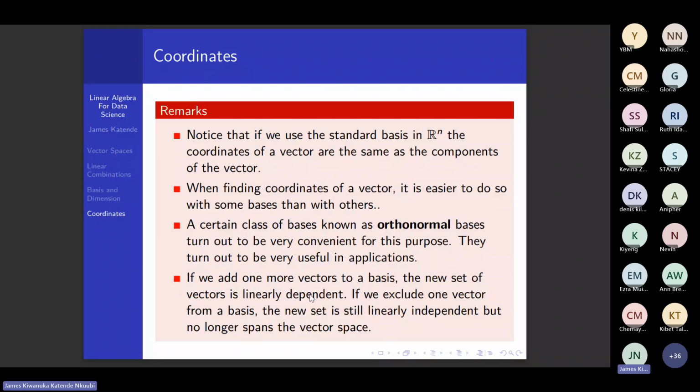So one last statement you can make about a basis: a basis is sort of maximal in some sense. It's a maximal independent set.